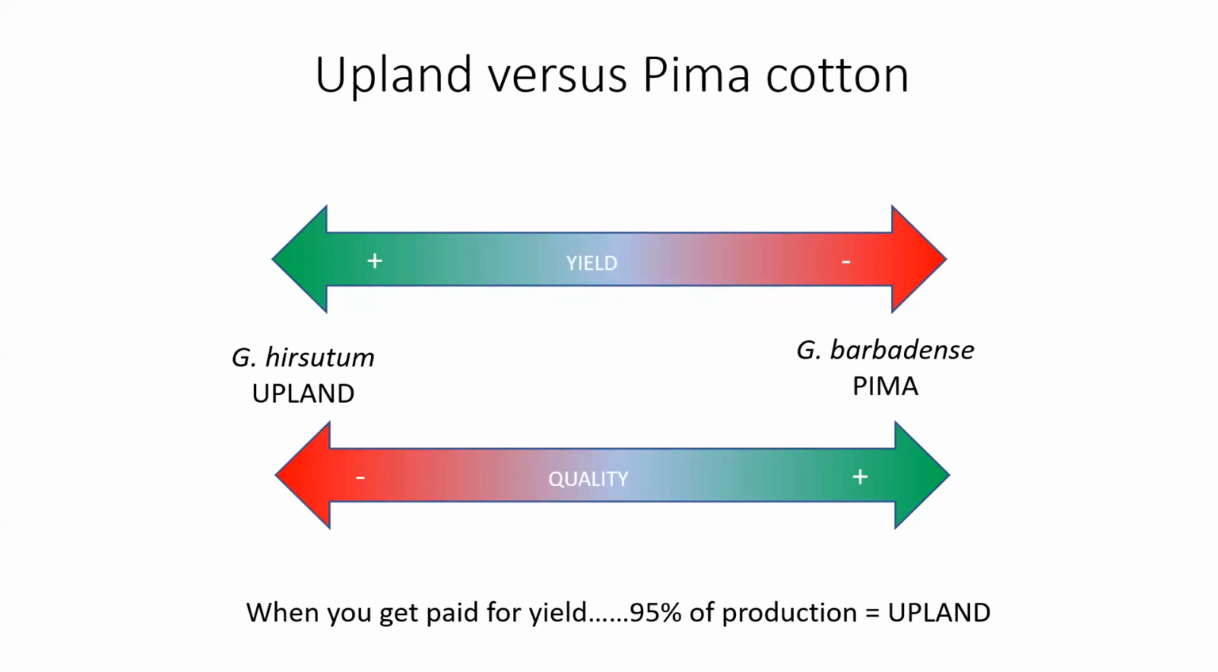So the upland cotton has a very high yield. Pima cotton comparatively has a low yield, although they're vice versa in quality. So Pima cotton has quite a high quality and upland cotton is low. But when you get paid for yield, that means 95% of our production is the upland cotton type.